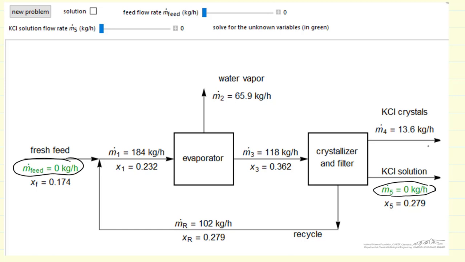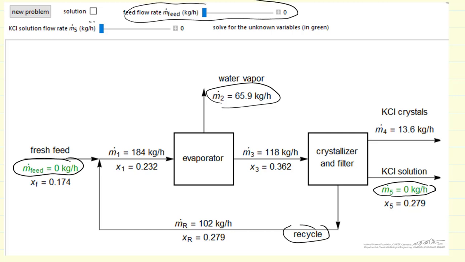The system consists of an evaporator where we remove water, so water flow rate here, and then we crystallize out KCl. We recycle the remaining, which enters the evaporator, and we run at steady state. The idea is that we can adjust these two sliders here and here to what we think are the correct values for these flow rates. And the way we determine those is by doing mass balances.